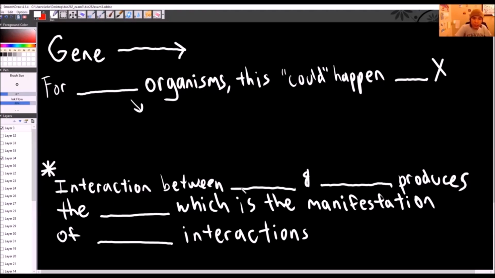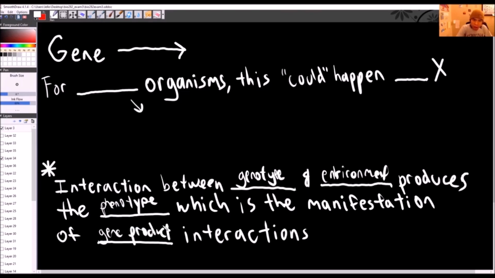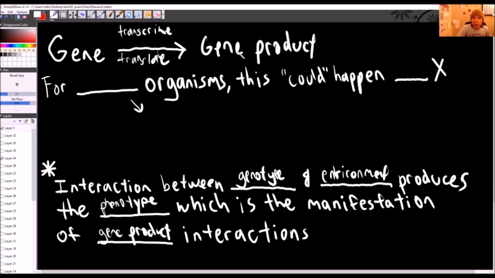The main thing I want you to take from this is that the interaction between the genotype and the environment produces the phenotype, which is the manifestation of gene product interactions. Okay, so what does it mean? What is a gene product? So we have our gene, it codes for a polypeptide. We would have to transcribe our gene, and then we would have to translate it. And then from that, we get our gene product. And it is exactly what it sounds like. It is a product of our gene.